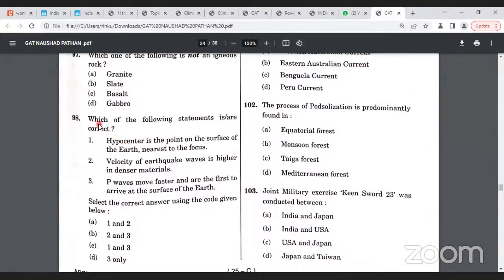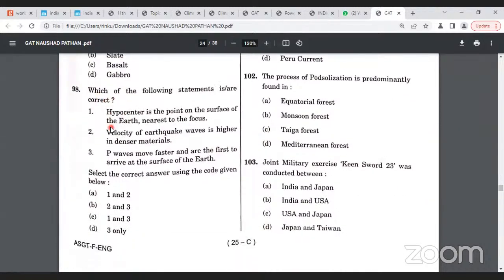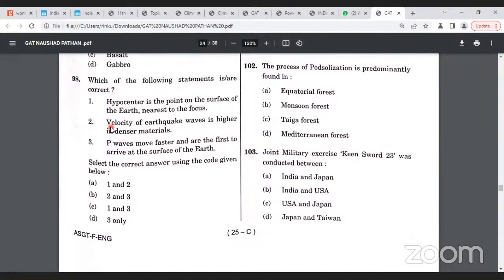Should be your answer. Question number 98. Which one of the following statements is correct? Hypocenter is the point on the surface of the earth nearest to the focus. Both hypocenter and focus are one and the same thing. Hypocenter is just another name for the focus, the point where all the seismic energy is released within the crust of the earth. From here, the waves travel to the point which is closest to the surface of the earth. That point is called the epicenter. So we are saying essentially that if this is the surface of the earth, then this is where the energy is released, the dot below. That point is either called the hypocenter or the focus.